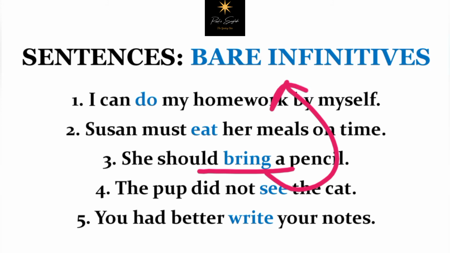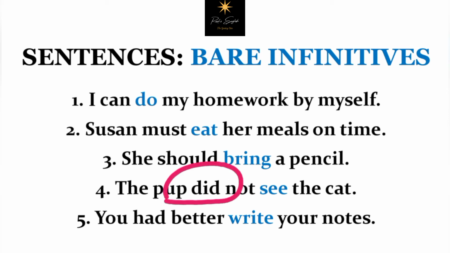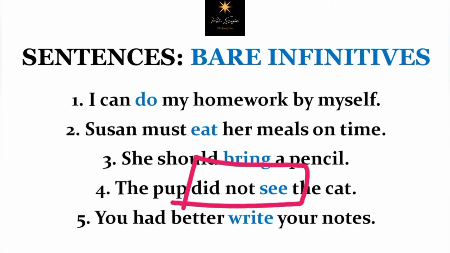We're using it as a bare infinitive. Number 4. The pup did not see the cat. The pup did not see. Now you will say, oh, there were two verbs over here. Yes, but this is not being used as a verb. It's being used as the bare infinitive. So the pup or the dog did not see the cat.